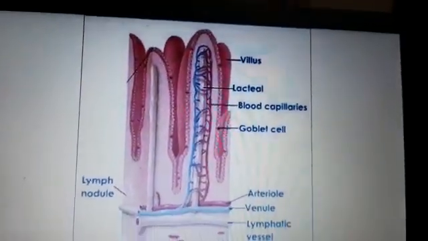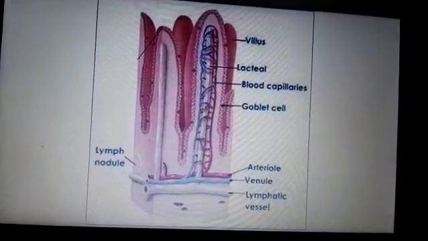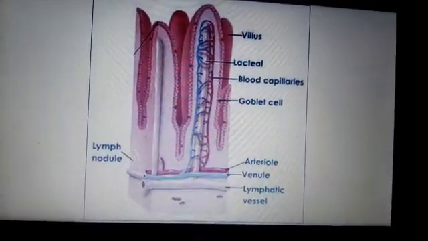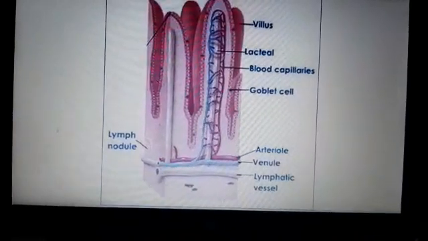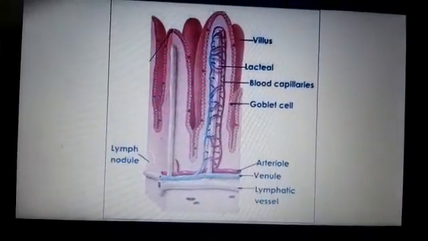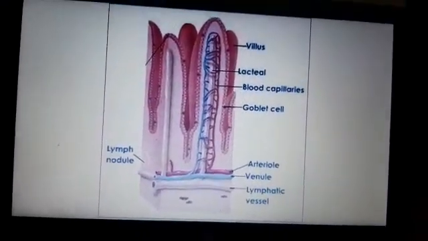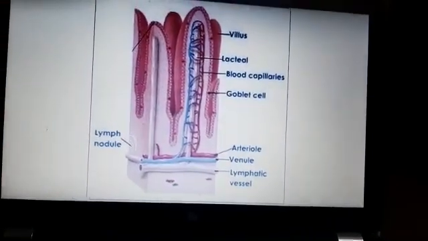So this is the normal structure of the intestinal villi, showing the lacteals, blood capillaries, the goblet cells, arteriole, venule, lymphatic vessels. Here the normal absorption will take place in the intestine.